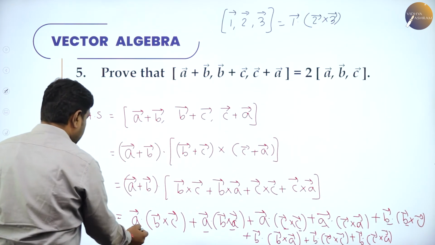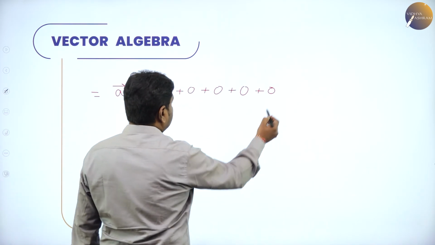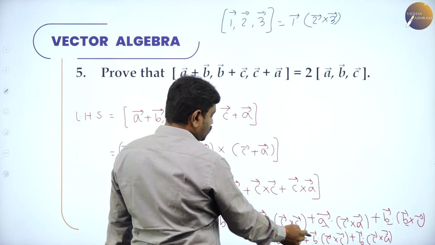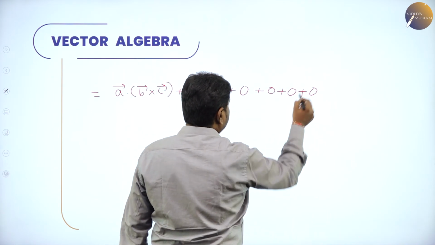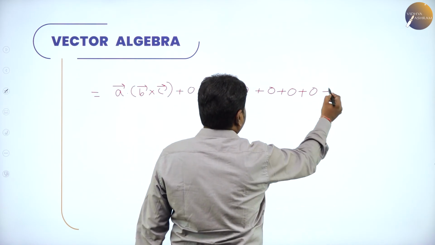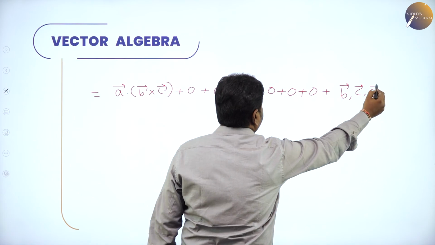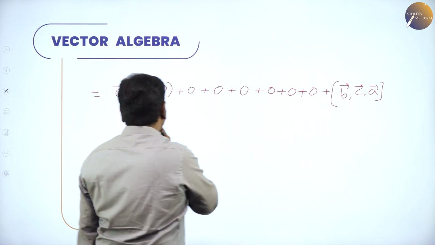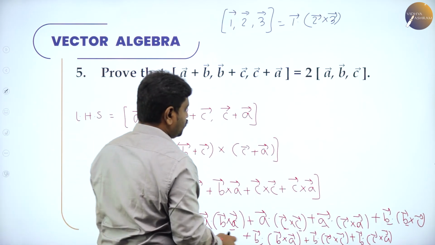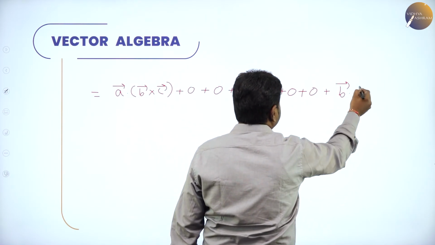And fifth one, B and B repeated, answer 0. Sixth one, C C repeated, answer 0. Seventh one, B C A, box BCA. We can write. Last one, B dot C A. Nothing repeated. So we should write B dot C cross A.